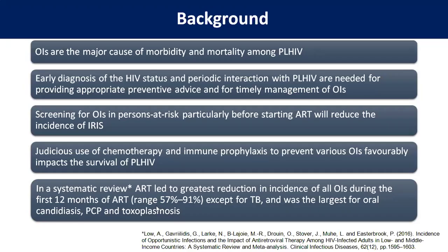Judicious use of chemotherapy and immune prophylaxis to prevent various OIs favorably impacts the survival of PLHIV. In a systematic review, ART led to the greatest reduction in incidence of all OIs during the first 12 months of ART, in the range of 57 to 91%, except for tuberculosis, and was the largest for oral candidiasis, PCP, and toxoplasmosis.